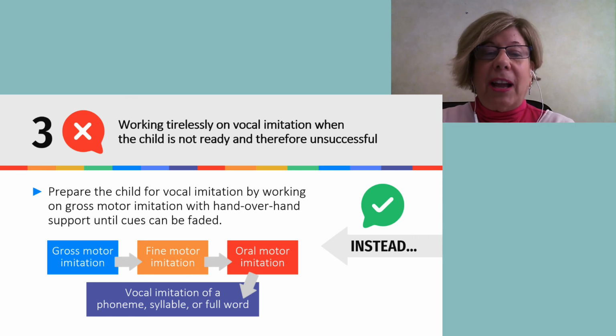How do we prepare that child for vocal imitation? Well, we want to work on gross motor imitation, and we can do that through hand-over-hand support until our cues can be faded, and then move that to more fine motor imitation, to oral motor imitation, and then vocal imitation of a phoneme, syllable, or even full word that we know is in the child's repertoire or we have heard them say.